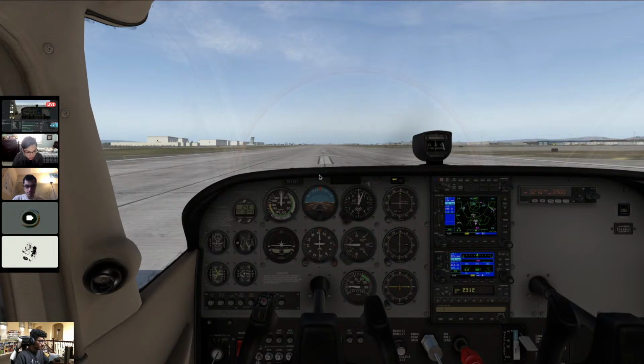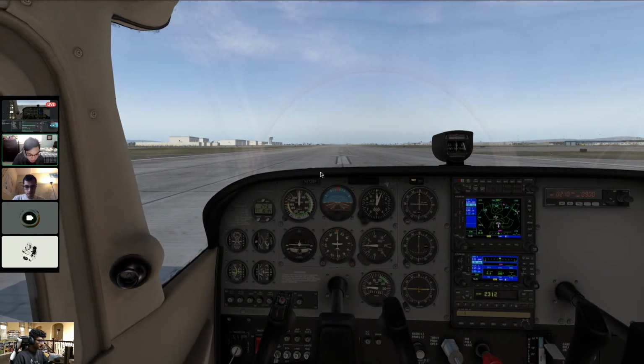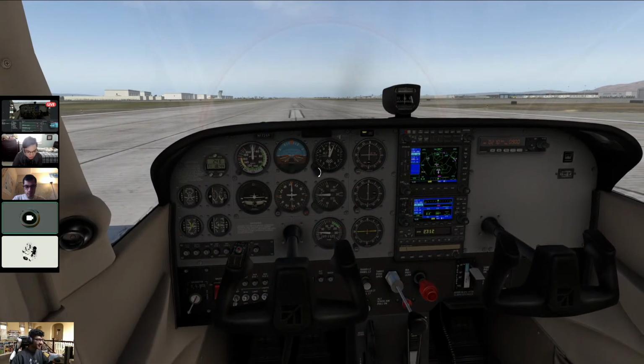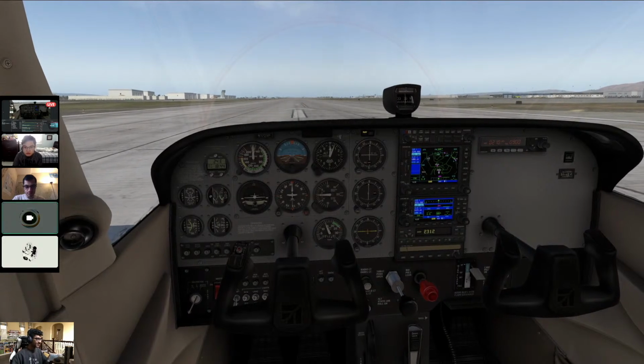November 172 Sierra Papa, San Jose Tower, runway 30 left, clear for takeoff. Clear for takeoff, 172 Sierra Papa. So usually takeoff clearances are pretty easy. Everything else is harder than that.